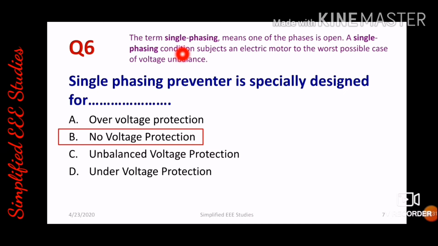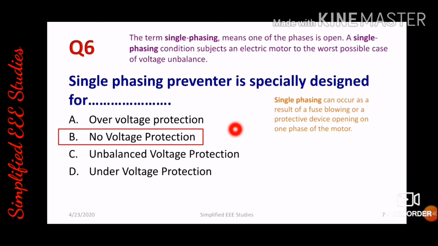A single phasing condition subjects an electric motor to the worst possible case of voltage unbalance. This may lead to voltage unbalance. Moreover, single phasing can occur as a result of blowing of a fuse or acting of protective devices. So any of the phases may open. That particular situation is known as single phasing. It is a severe condition. It is the most dangerous condition.